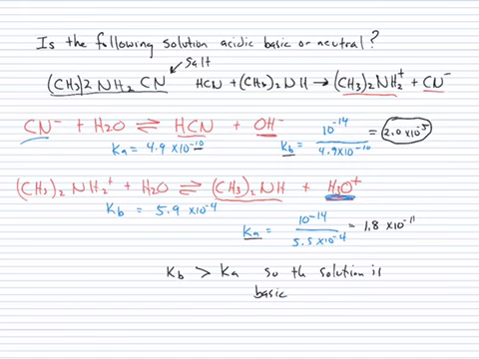Furthermore, you can see that for hydrocyanic acid, the Ka is really, really small, giving us a stronger conjugate base. Remember, the weaker the acid, the stronger the conjugate base. Likewise, dimethylamine has a higher Kb. That means its conjugate acid is going to be much weaker, at 10 to the minus 11. So once again, this solution is basic.